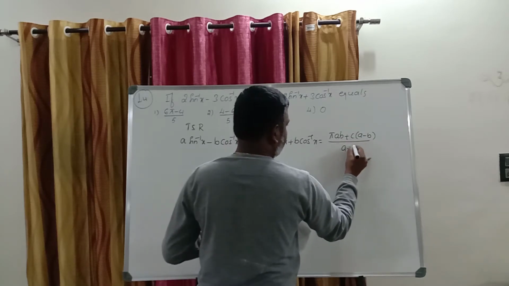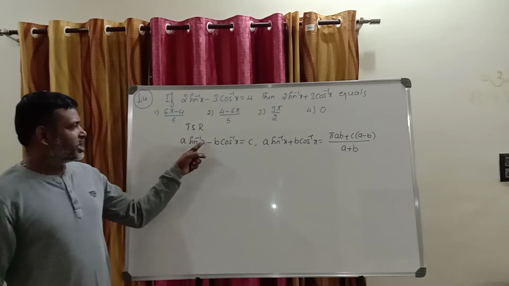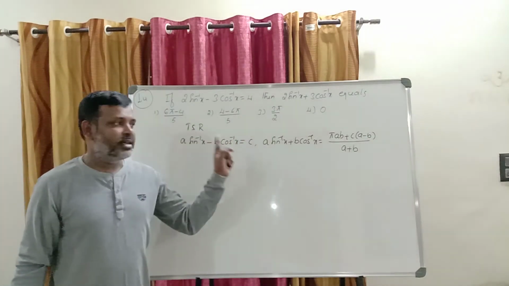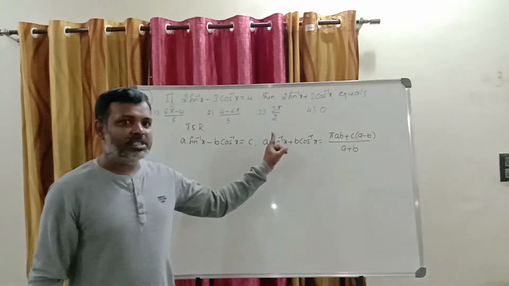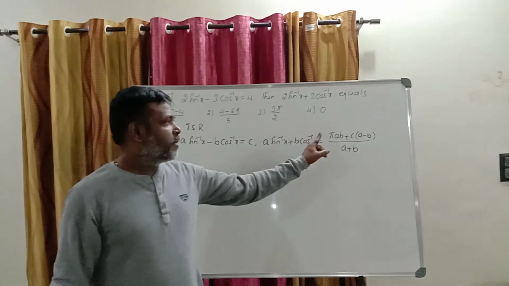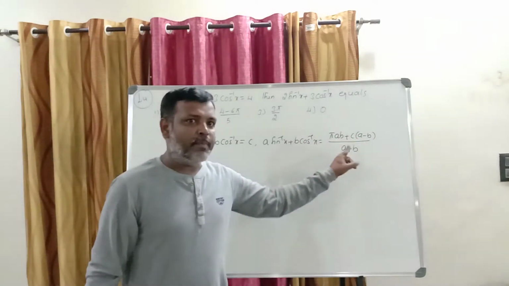Understand the shortcut, children, understand the shortcut. When a sin inverse of x minus b cos inverse of x is equal to c, then the value of a sin inverse of x plus b cos inverse of x is easily given by pi ab plus c into a minus b divided by a plus b.